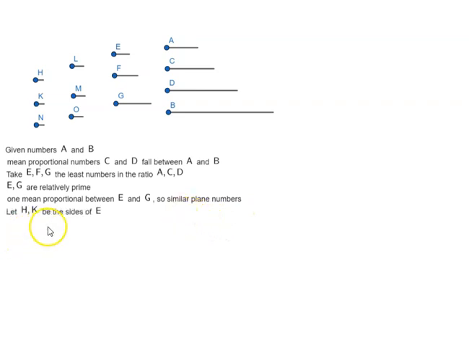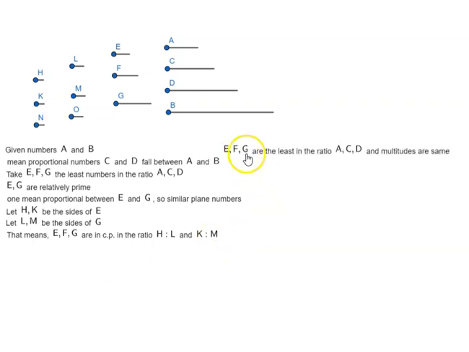Okay, let H and K be the sides of E and let L, M be the sides of G. That means E, F, G are in continuous proportion in the ratio H is to L and K is to M. And E, F, G are the least in the ratio A, C, D. And the multitudes are same. There are three numbers here, three numbers here. So that means EFG is equal to ACD. Ex aequali we can say E is to G is equal to A is to D. E and G are relatively prime.